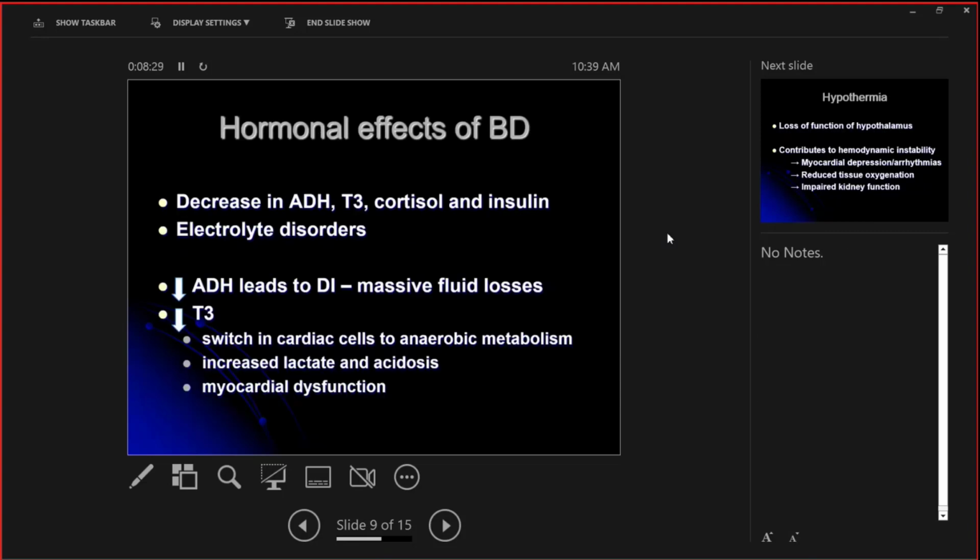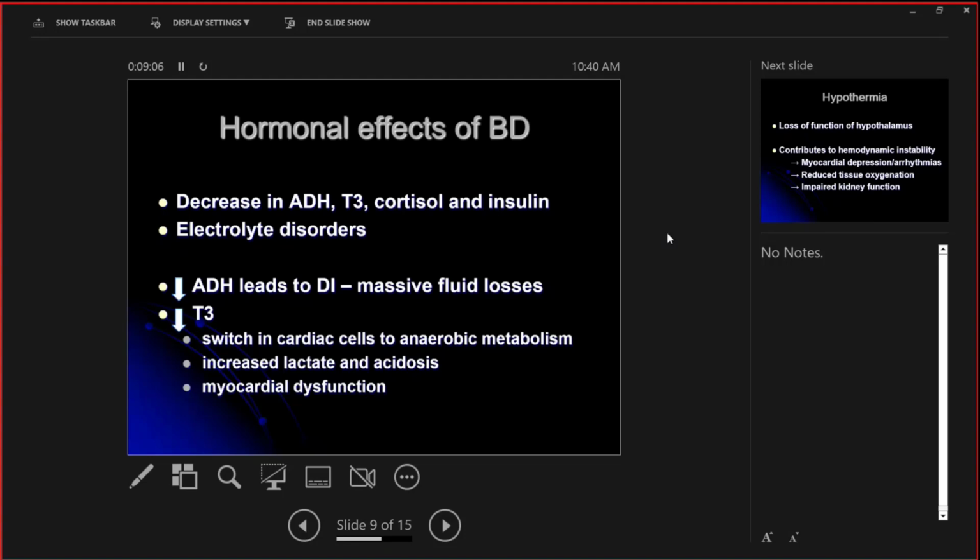In terms of hormones, you have a decrease in antidiuretic hormone or vasopressin, T3, cortisol, and insulin. This can cause significant electrolyte disorders. The classic is you go into DI. And remember, in DI, you lose what primarily? Fluid, right? So I always think about DI and SIADH as not a salt problem, even though your sodium changes. It's really a fluid problem. When you have loss of the ADH, you just start dumping volume and your sodium will climb because of that.